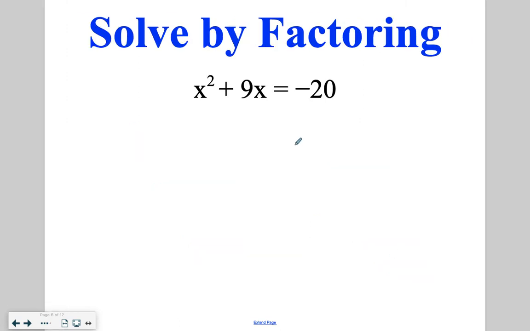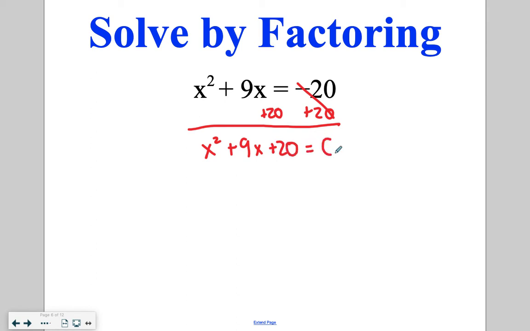When you are solving by factoring, the biggest thing is that it has to be set equal to 0. So in order to be able to apply that zero product property rule, the answer has to be 0. So the first thing I'm going to do with this problem is add 20 to both sides, so that cancels out and we can get our answer equal to 0. Then our equation becomes x squared plus 9x plus 20 equals 0.